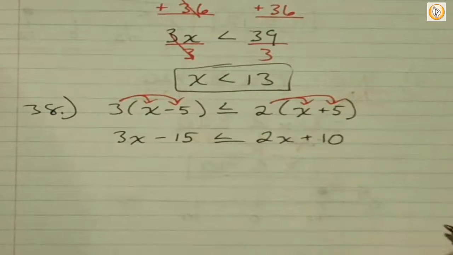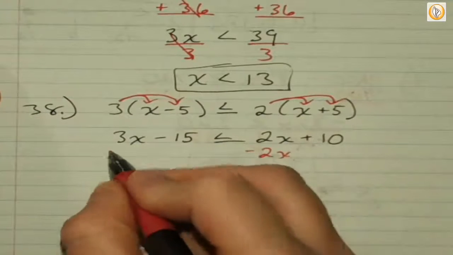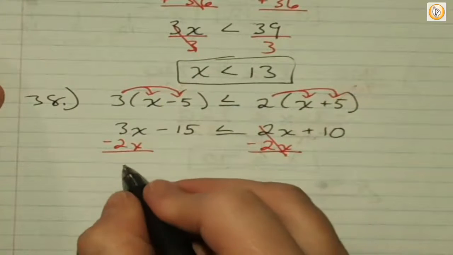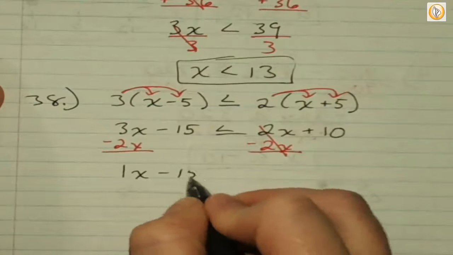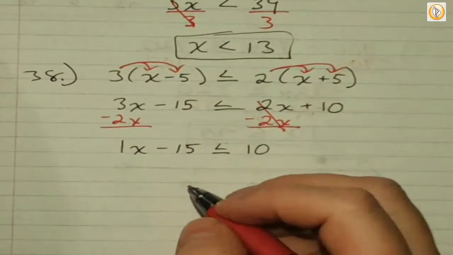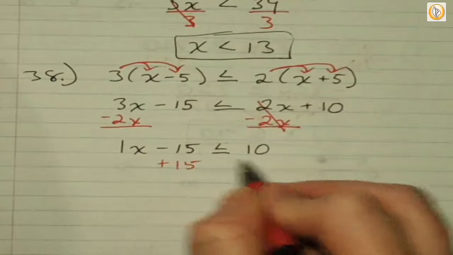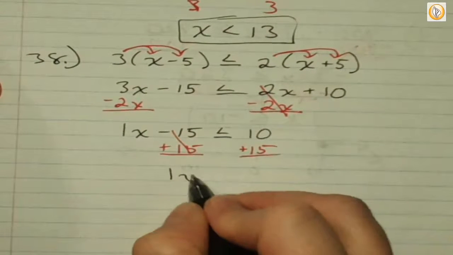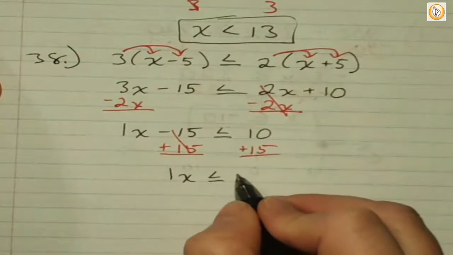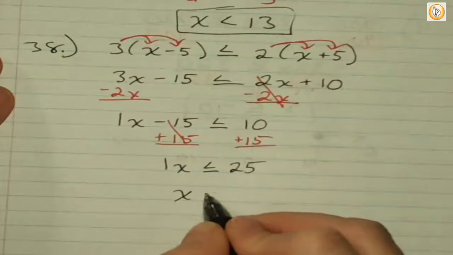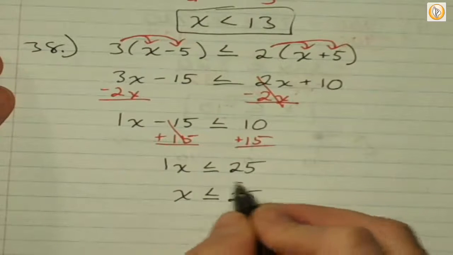And you tell me what you want to do. So subtract 2x from both sides. All right. And what do I get? 1x minus 15 is less than or equal to 10. Perfect. Keep going. So now add 15 to both sides, which gives you 1x less than or equal to 25. And that's pretty much it. X is less than or equal to 25.